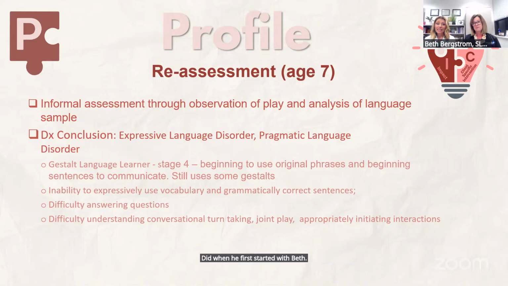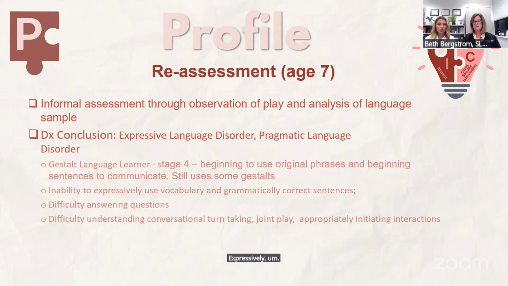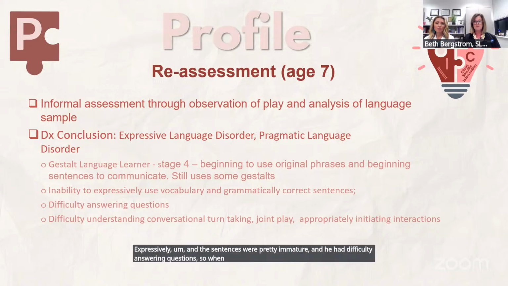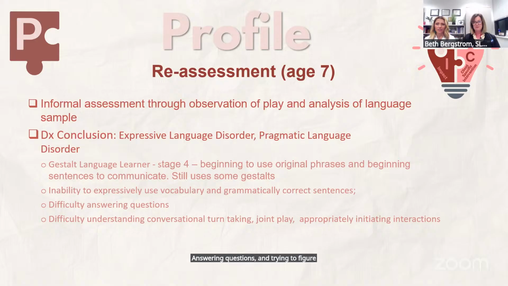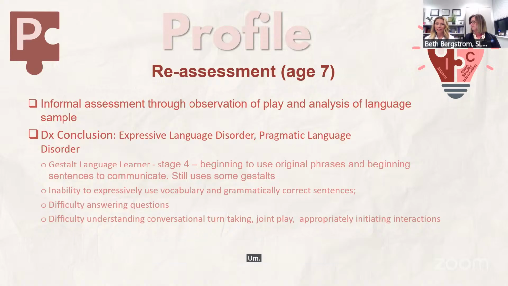He had an inability to expressively use vocabulary and grammatically correct sentences. So he was kind of limited in the vocabulary expressively, and his sentences were pretty immature, and he had difficulty answering questions. So when Beth had him the semester right before I did, they were just starting to explore answering questions and trying to figure out why he couldn't answer a question. Does he not understand the back and forth? Does he not have the content? What was the underlying issue there?